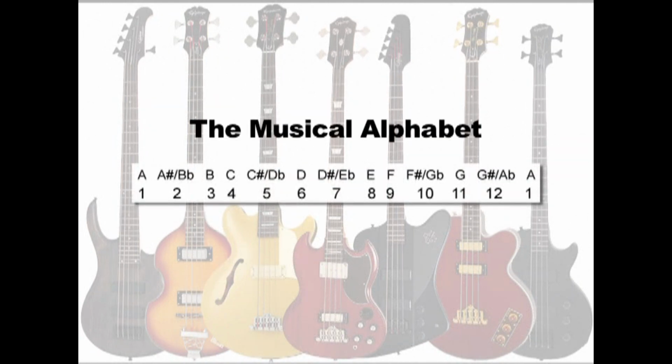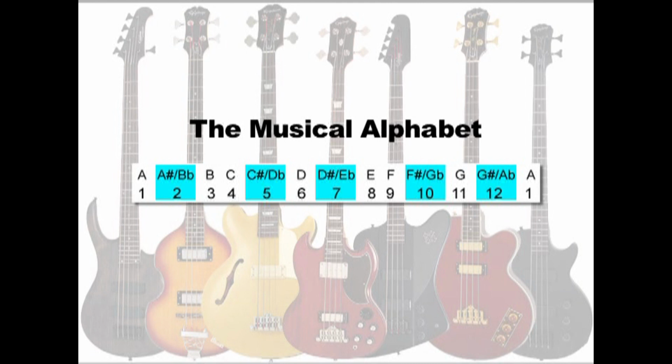The musical alphabet consists of 12 notes. They are A sharp and B flat, B, C, C sharp and D flat, D, D sharp and E flat, E, F, F sharp and G flat, G, G sharp and A flat, and A.